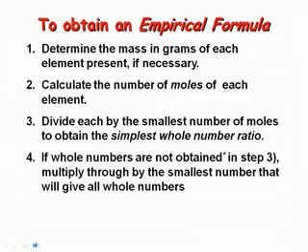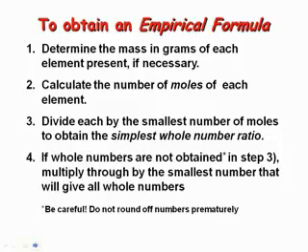And then if after you do that you don't get whole numbers, you're going to look for a number that you can multiply everything by to get them into whole numbers while still preserving the ratio between each of the components. And again, we'll talk in a little more detail about this process. It'll be clearer as we go through some examples.